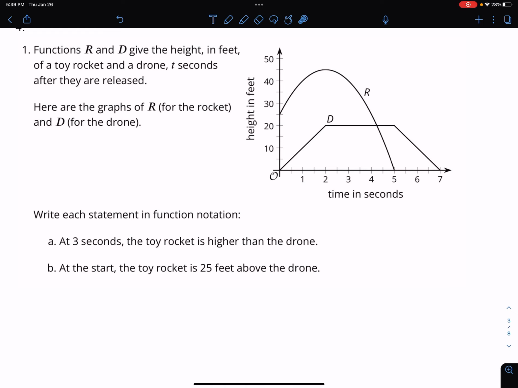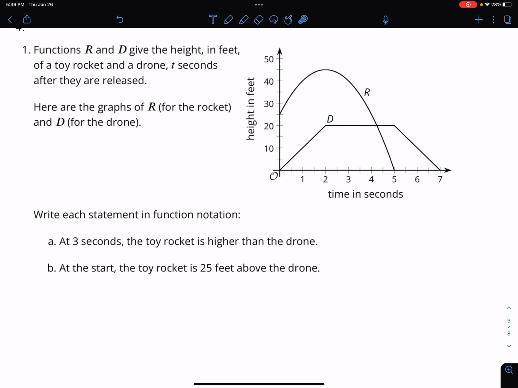At 3 seconds, the toy rocket is higher than the drone. And I can look at this. I'm going to look at 3 seconds. Looks like the drone is at about 20 feet high, and the rocket maybe is pretty close to 40 feet high. So that's definitely true.